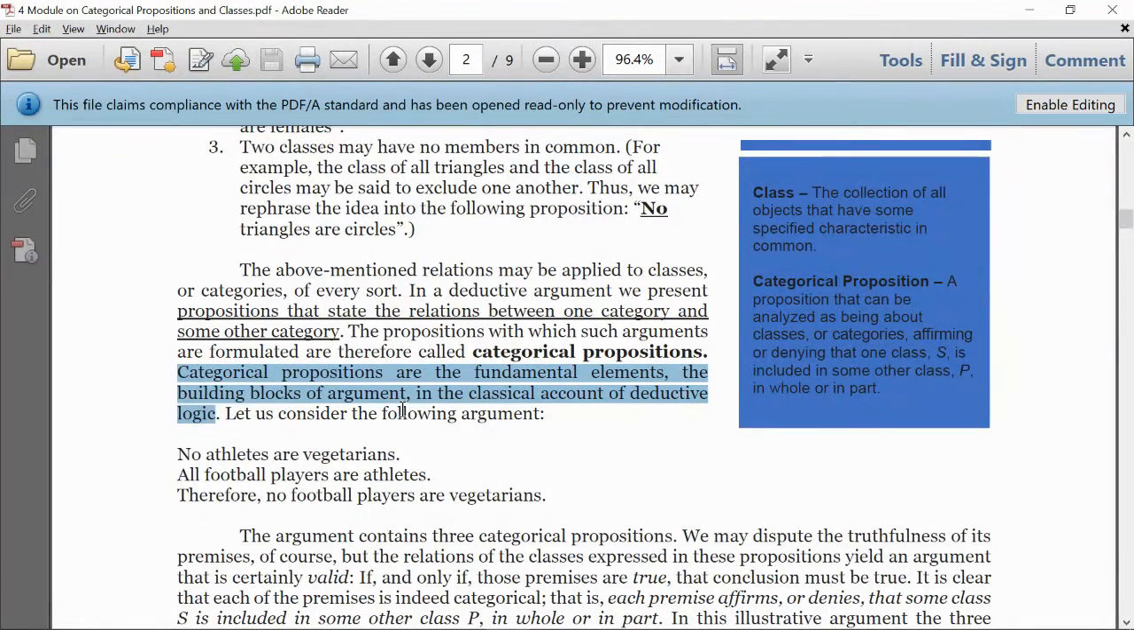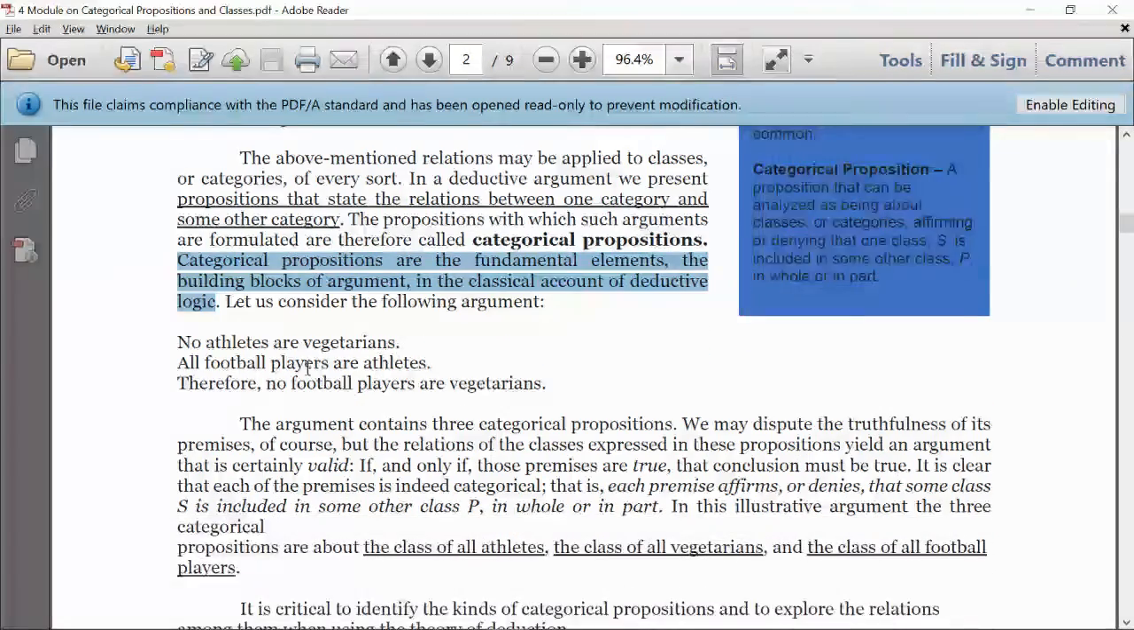Let us consider the following argument. For example, just for the sake of this argument: no athletes are vegetarians. All football players are athletes. Therefore, no football players are vegetarians. So there's a logical consistency and it follows. The argument contains three categorical propositions.